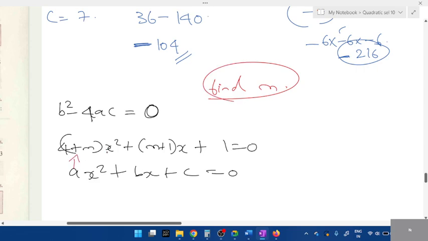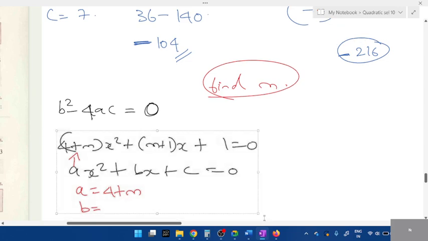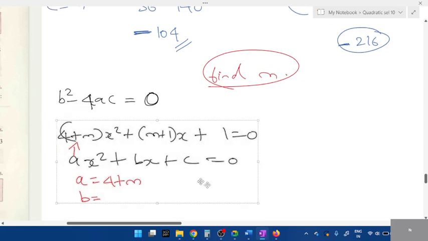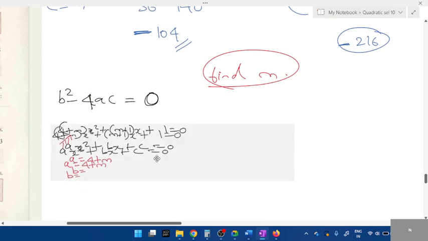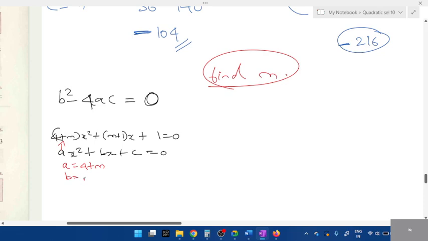What is a value, students? A is equal to 4 plus, what is b? B is equal to m plus 1 and c is equal to 1. Substitute here, b square. Use the formula. What is b square? M plus 1 the whole square minus 4 into, what is a value?